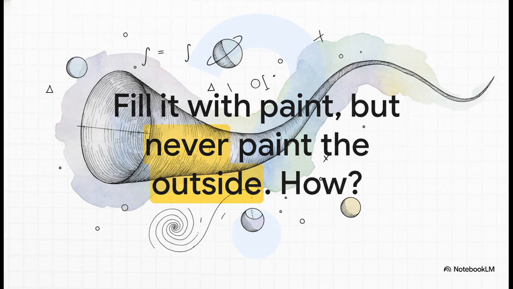So let's just jump right in with a question that sounds completely impossible, right? Imagine an object that you can fill with a finite amount of paint. No problem. But if you tried to paint the outside of it, you would literally never finish. How on earth can that be possible? Well, stick around, because by the end of this, you'll see the elegant calculus behind it all.